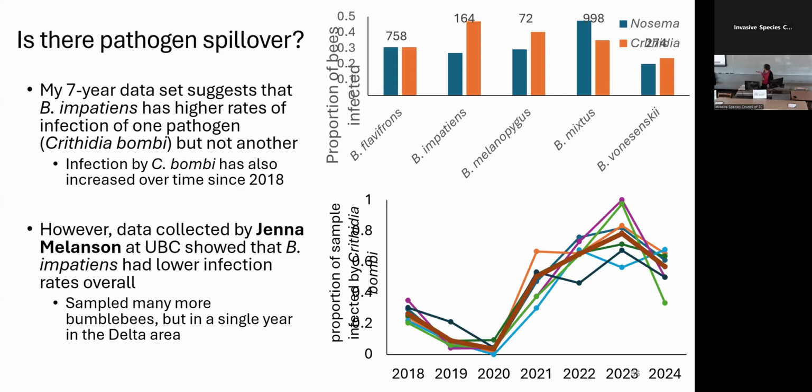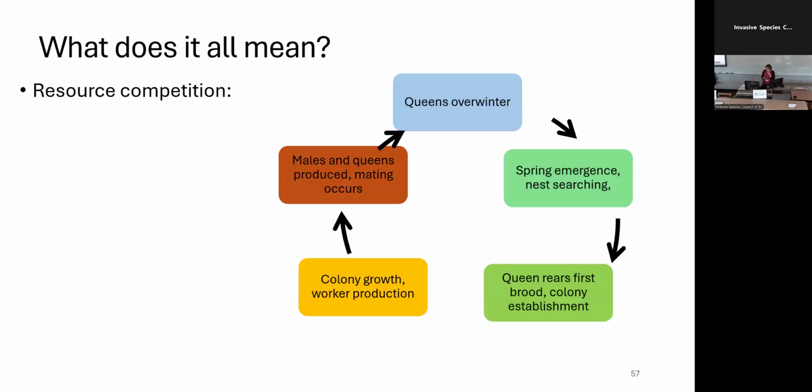UBC Jenna showed that impatiens in her data set actually had lower infection rates overall. Now, her data, again, was sampled in a single year in Delta and included a mix of greenhouse escaped and naturalized bees. So that distinction between these greenhouse escaped bees that are living in boxes and the ones that are naturalized colonies, I think is an important one to start to consider. Okay, so what does it all mean?